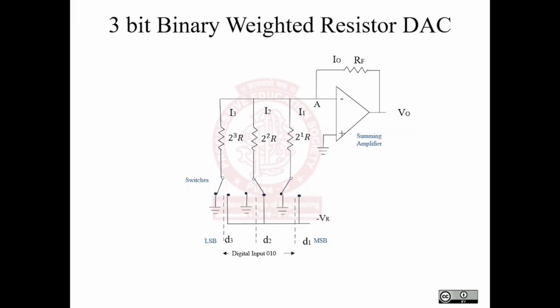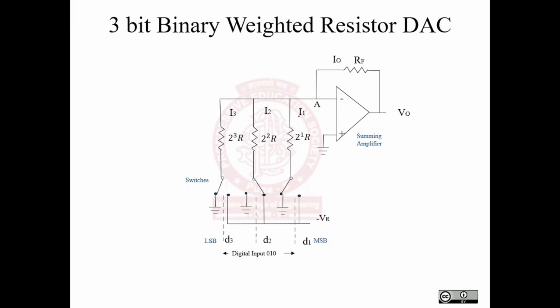Now the switches are connected to the weighted resistors. The weighted resistors are 2 raised to 1 R, 2 raised to 2 R, 2 raised to 3 R. The other point of the resistor is given to the input of the amplifier. Here we have RF, which is connected between the input and the output, known as the feedback resistor. Here we have used an inverting summing amplifier.